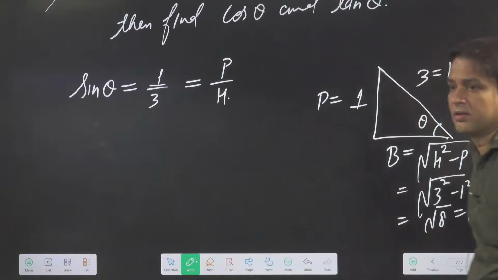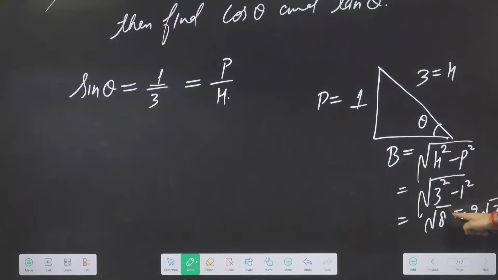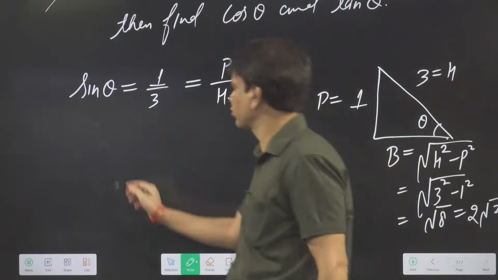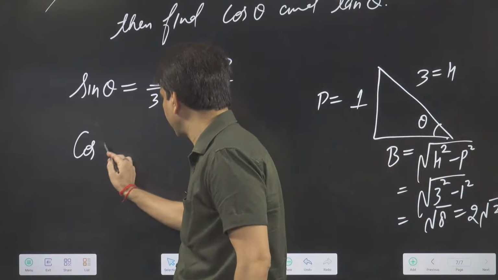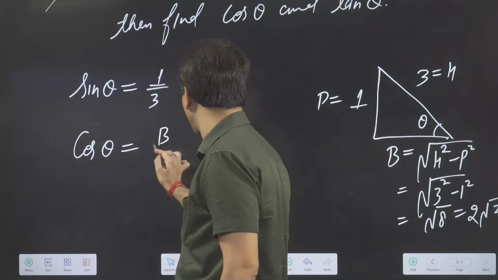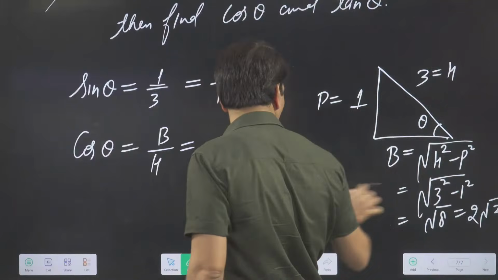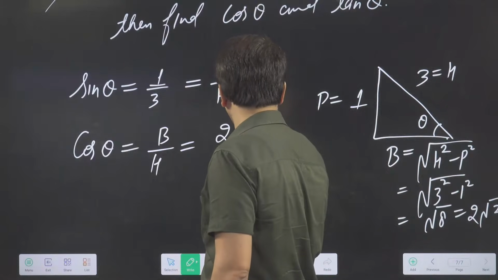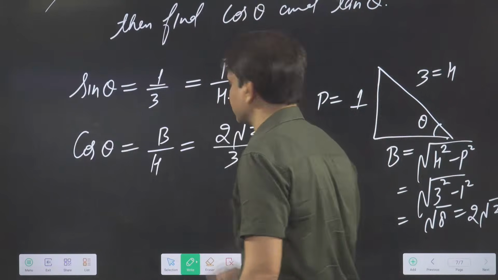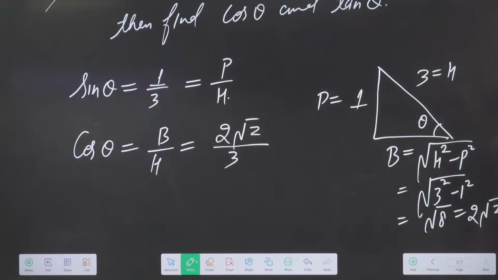Everybody got it? So what is the base we got? 2 root 2. Now all trigonometric ratios we can write easily. Cos theta. What is the formula of cos theta? Base upon hypotenuse. So what base did I get? 2 root 2. And what hypotenuse do we have? 3. So what is the cos theta we got? 2 root 2 by 3.